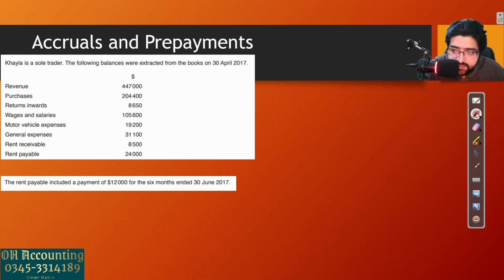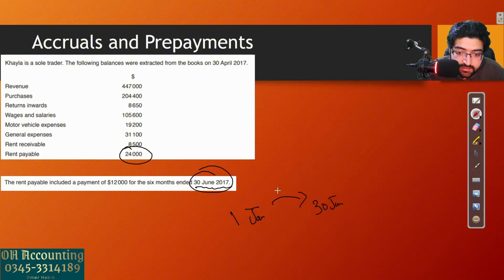Okay, let's read the adjustment now. The rent payable included a payment of 12,000 for 6 months, ended 30th June 2017. Okay, so we have made a payment in this 24,000. There is an inclusion of a payment of 12,000, which is for 6 months, and the payment is supposed to end on 30th June. Okay, so go 6 months back from June. Jan, Feb, March, April, May, June. In simple words, this payment is from 1st Jan till 30th June, right? This is for 6 months.